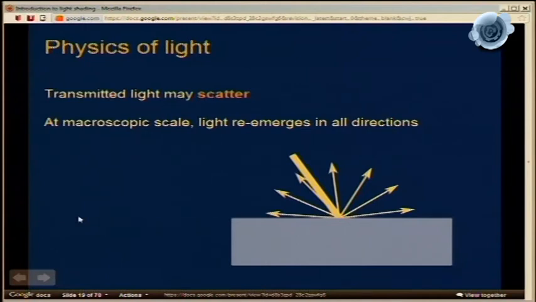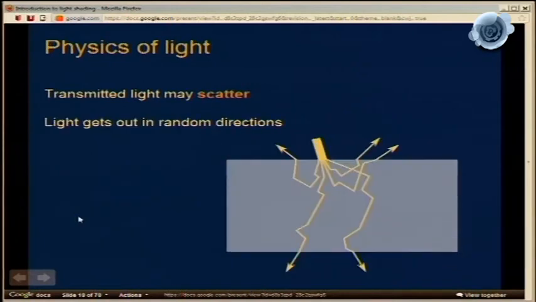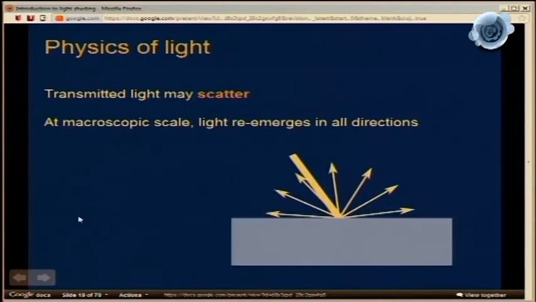And if we get to a bigger scale, well, this light that has been scattering can just go off the material, and it seems to be re-emitted in all directions. It's re-emerging from the material in all directions.